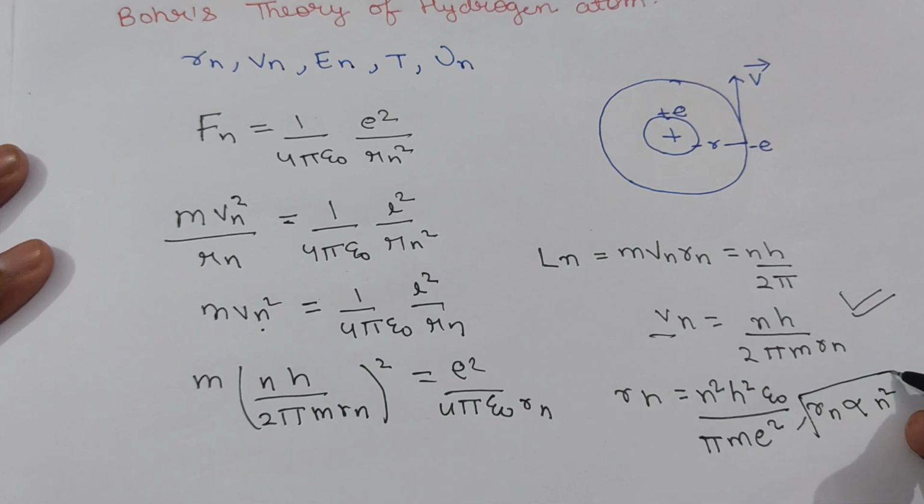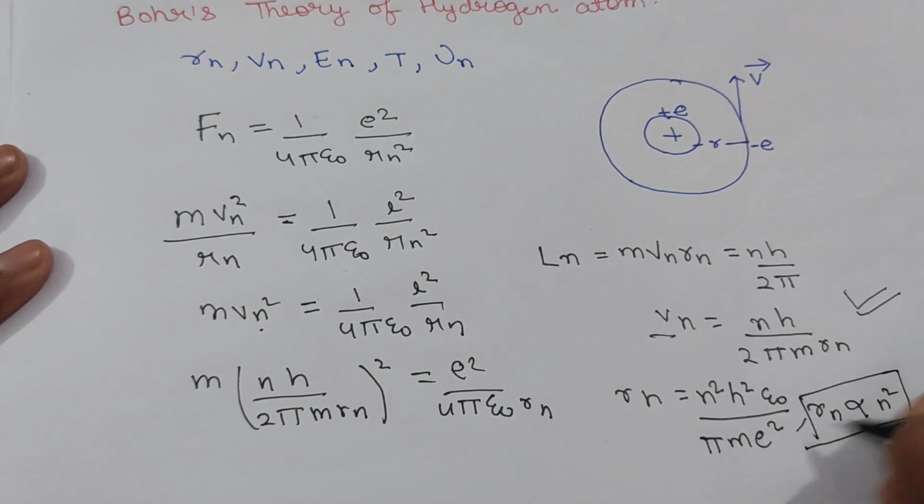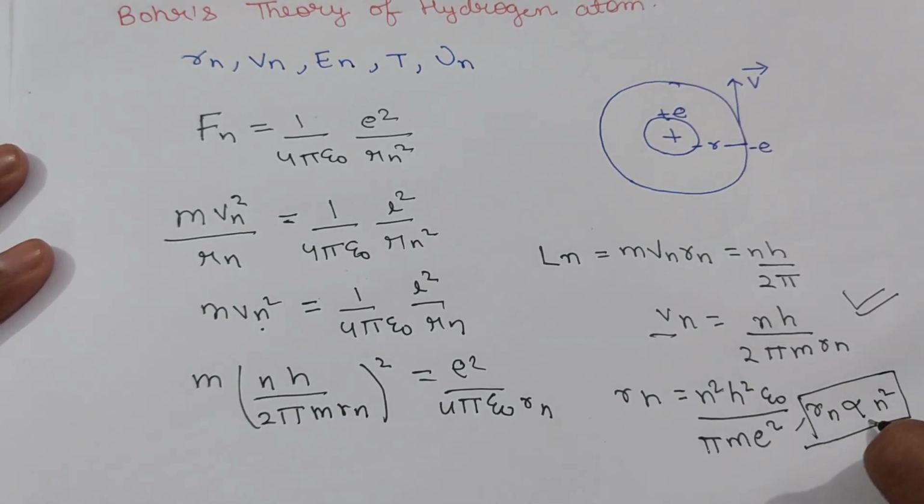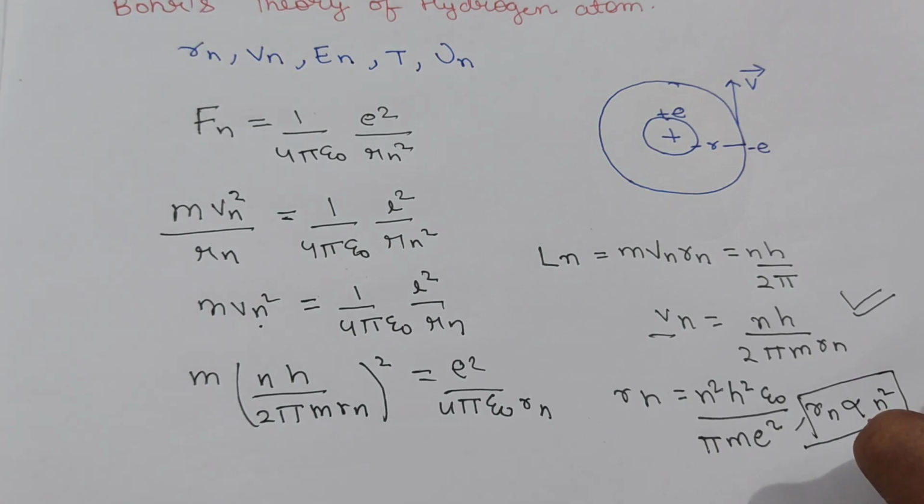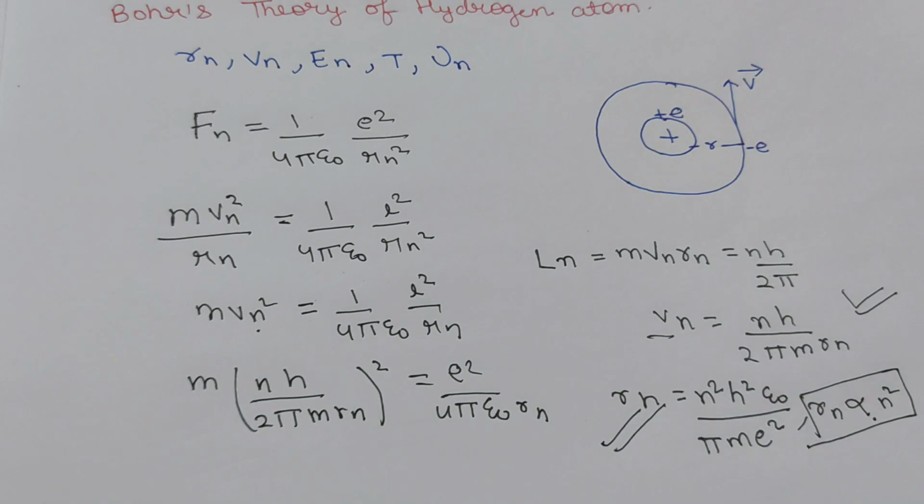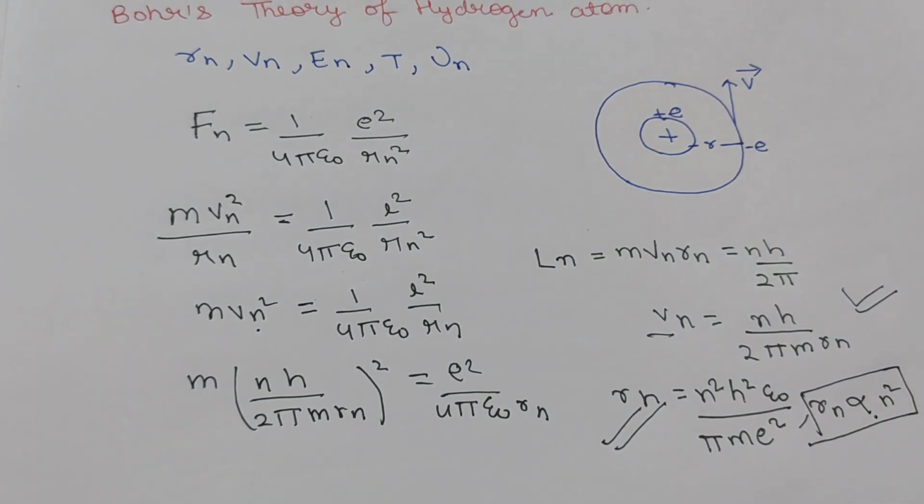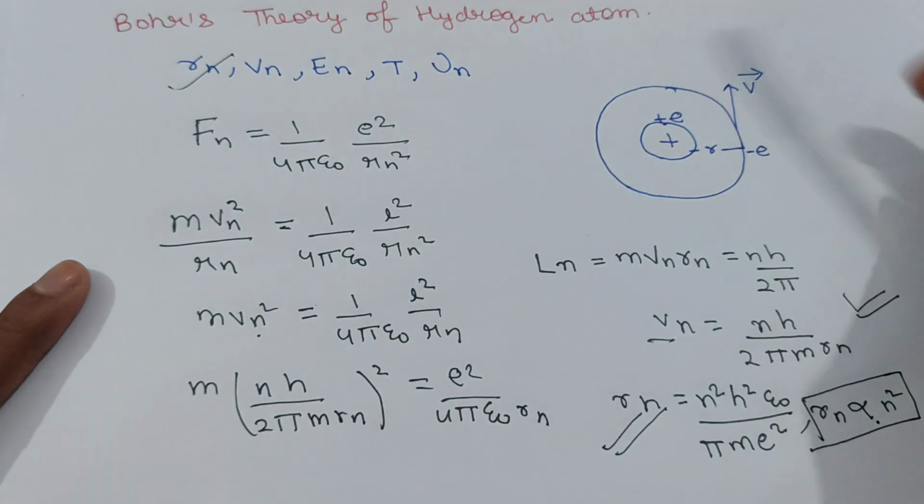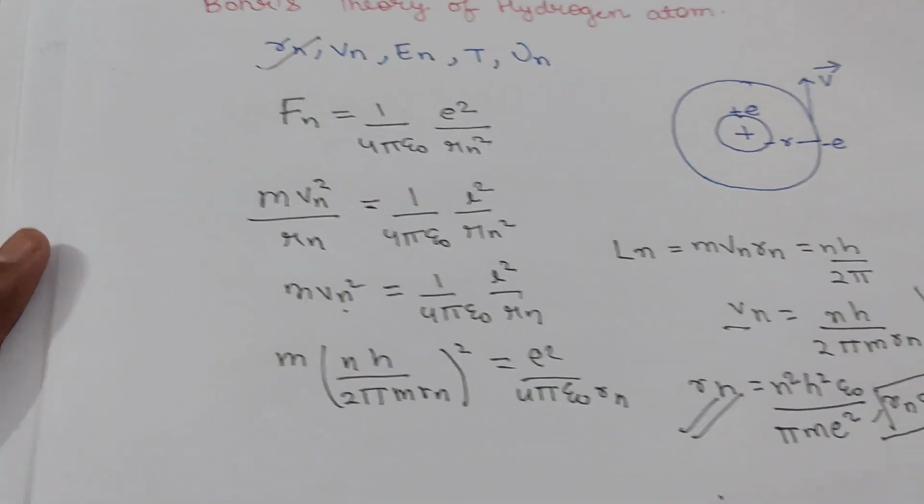This is our relation between Rn and n square, so it is very clear. We'll find our Rn, and now we'll go to find the Vn. So let's find the Vn.